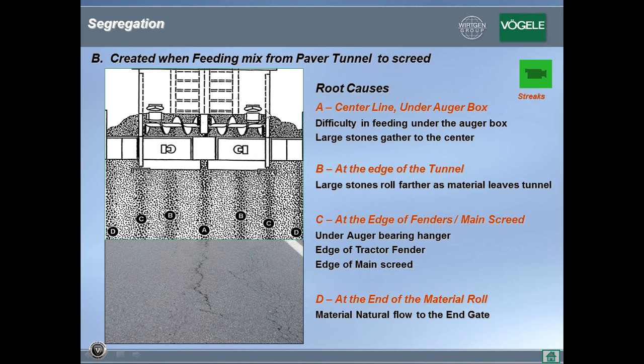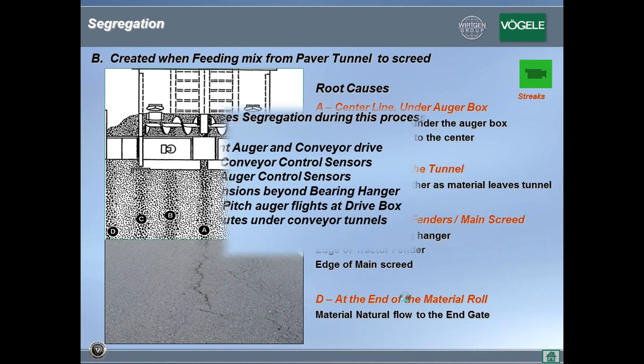And you have segregation at the edge of the main screed, which is generally at the end of the augers. You can also have segregation at the end gate, which is also bad because that could be your joint. If you have segregation at the end of each pass, then the joint will be filled with segregated mix. So these are some of your typical segregation: center line, at the edge of the tunnel, at the edge of the fenders, at the end of the material roll.